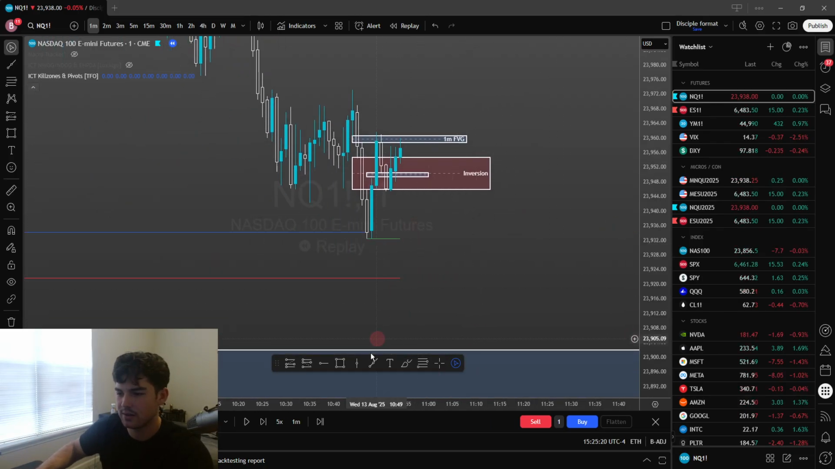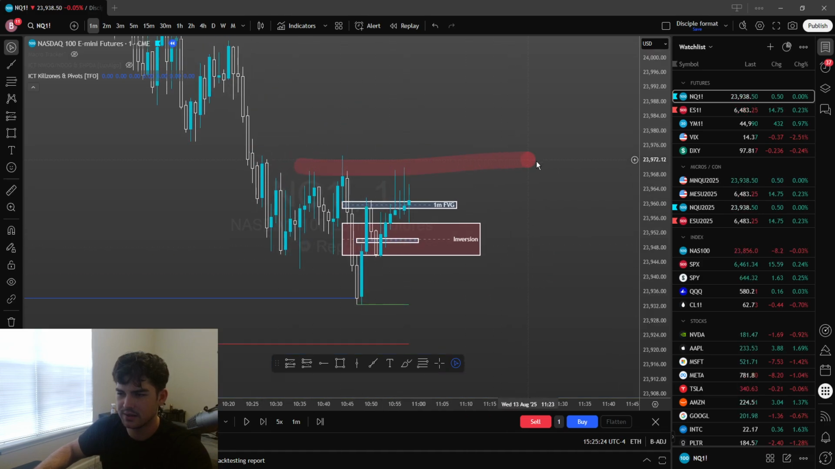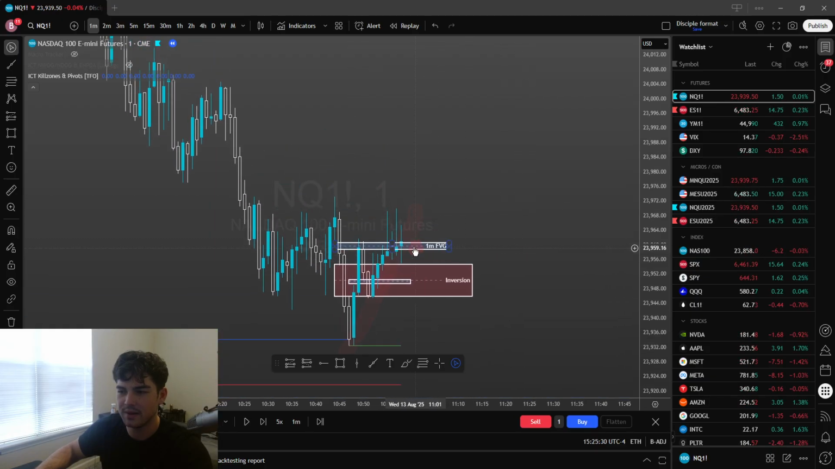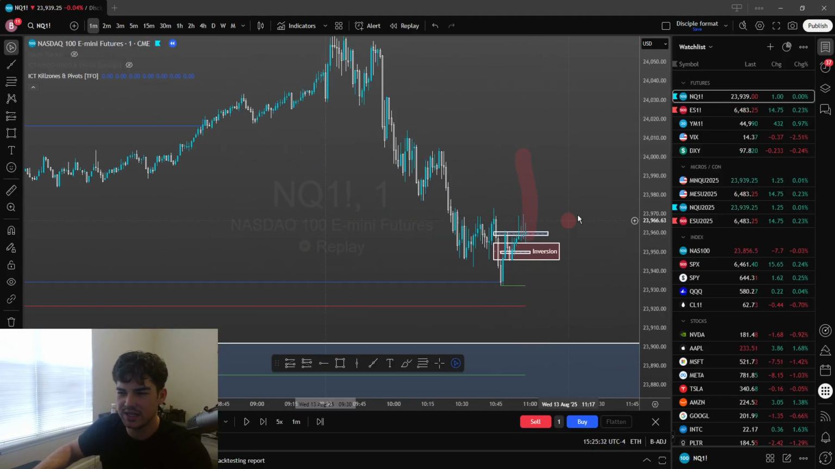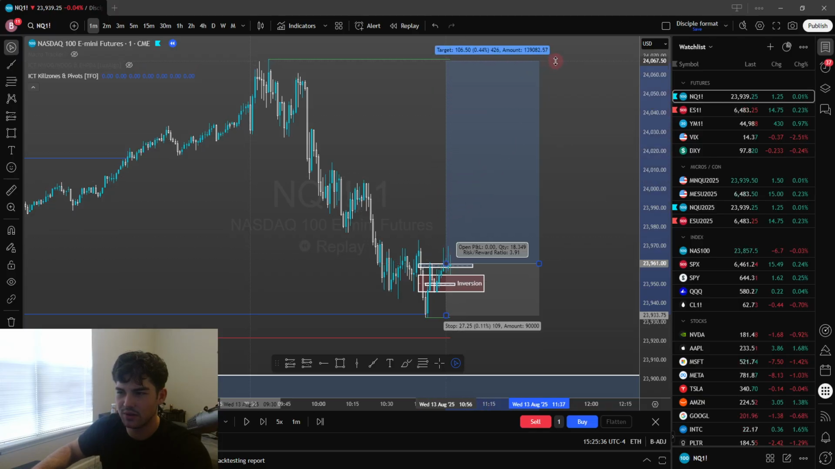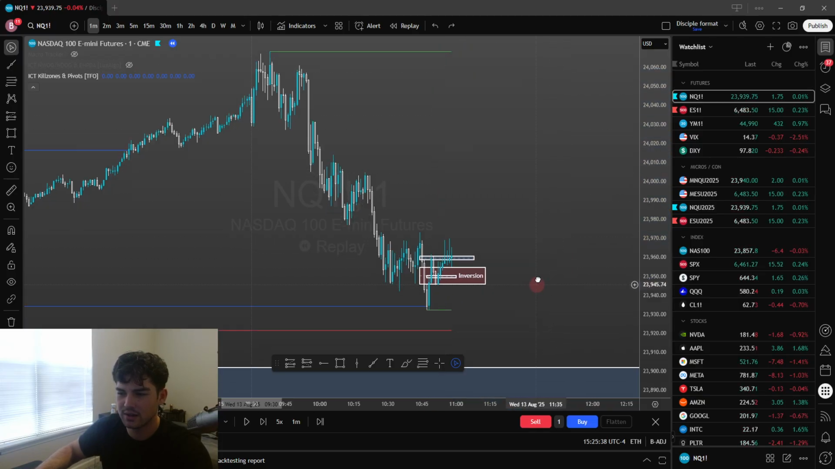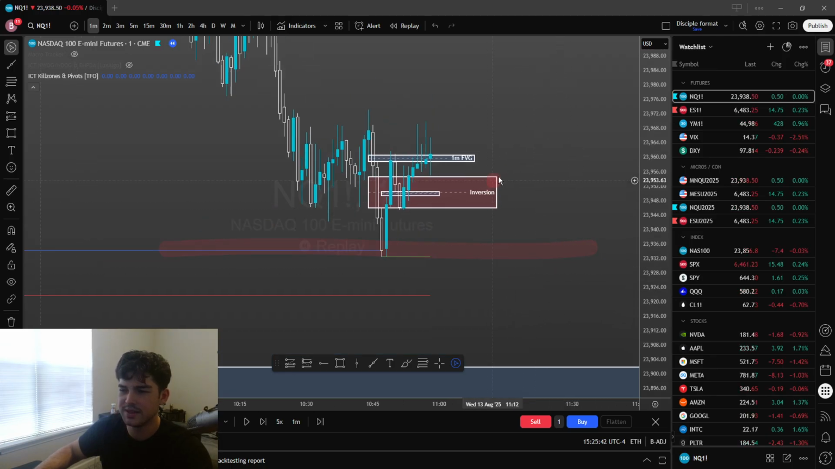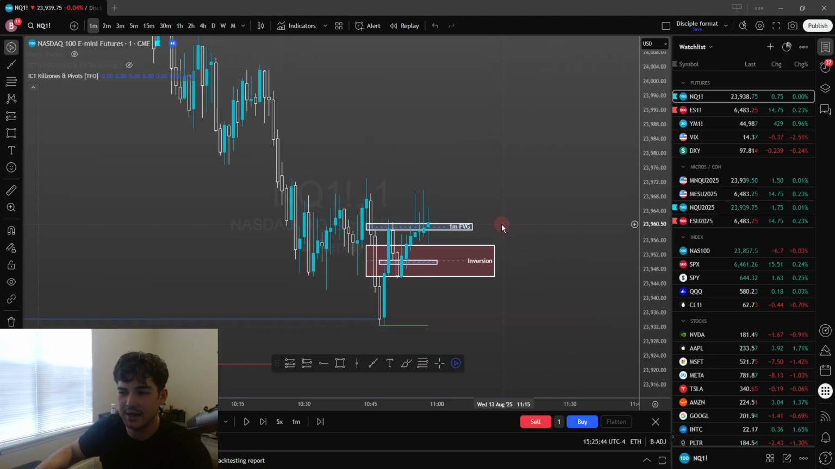But staying patient. Look at these wicks. This is not something that I want to long. I don't want to try and take the price all the way up here when it's doing this. This looks lethargic. Okay. And look at this. This is Paul Blart price action, guys.